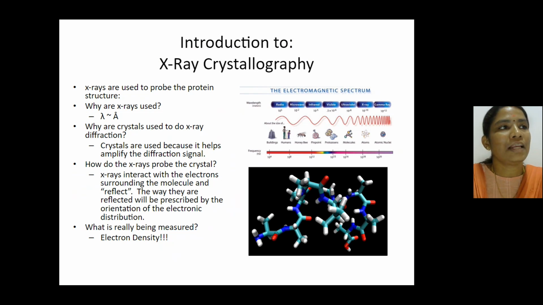What is mainly measured is the electron density. Based on the electron density of an atom, the waves are diffracted, and from that you get the diffraction pattern. That pattern is again computationally resolved in order to get the three-dimensional structure of the protein. This is the main concept behind X-ray crystallography.